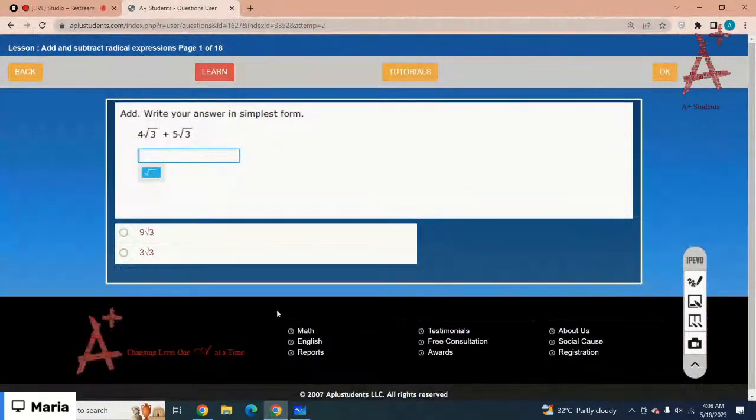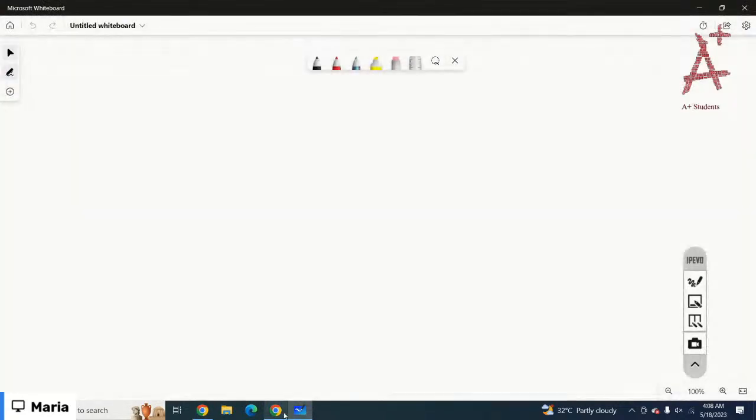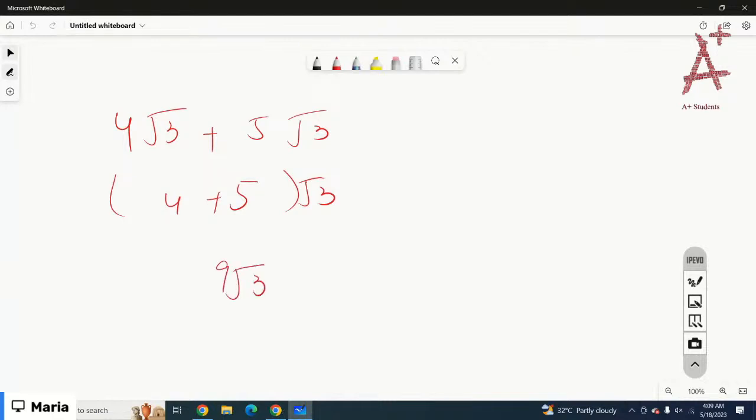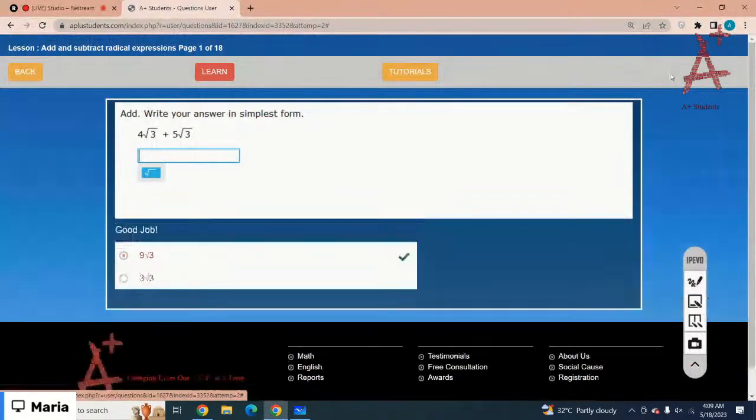Okay, write your answer in simplest form. You have to add 4 square root 3 plus 5 square root 3. So you can see the radical term is common. Got it? Let's just take out common and you're left with 4 plus 5. So 4 plus 5 is 9 square root 3. It is the same as when we work with variables. If you have x variable, you can add the terms that have the x variable. So the same is the case here: you can add or subtract the terms that have the common radicals. Got it? So it would be 9 square root 3. The correct option is 9 square root 3.